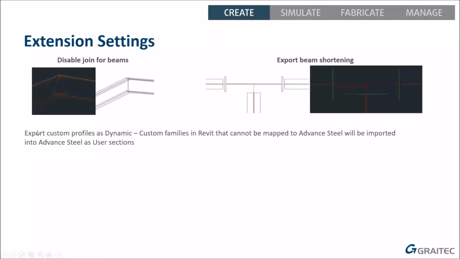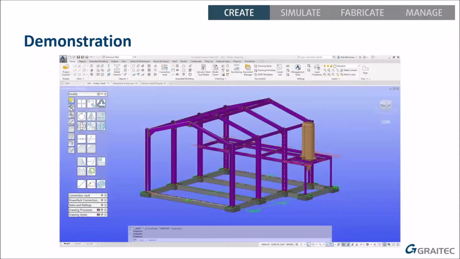Export custom profiles as dynamic. If you've got custom families in Revit that don't exist inside of Advanced Steel, they are generated as user sections. Export based on view settings will only export what's shown in the Revit view. So you can set up custom views so that it only shows the steelwork to export the steelwork.